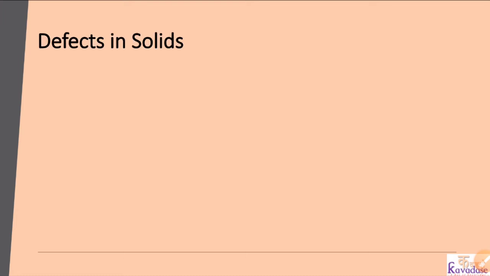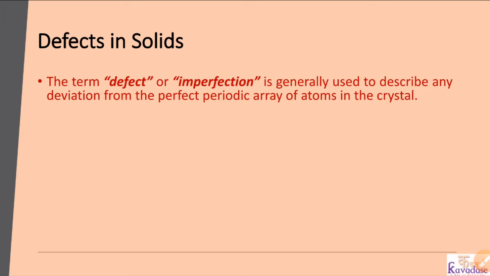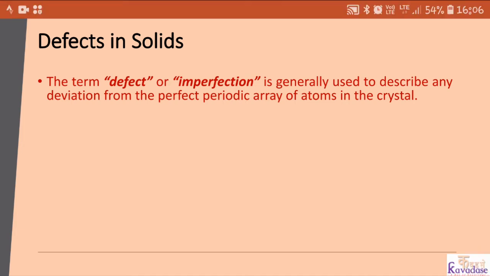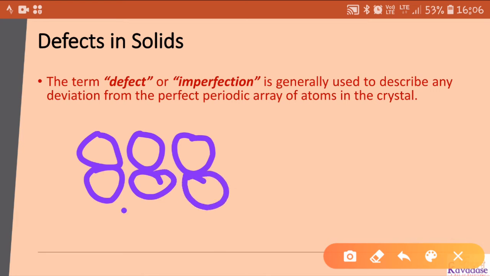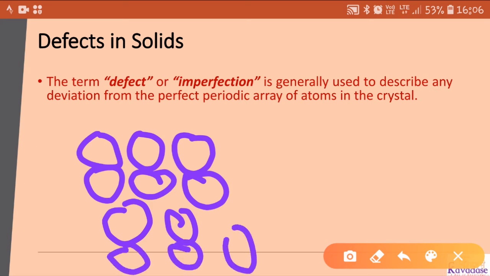Next topic is defects in solids. Defects or imperfection is generally used to describe any deviation from the perfect periodic array of atoms. For example, this is my system with 3 atoms, then below this there are 3 atoms, and then below this there are only 2 atoms, and then below this there are 3 atoms. It means one atom is missing here, and that is a defect. That is not a perfect crystal structure. So this is known as a defect, meaning there is a deviation or imperfection in a crystal.